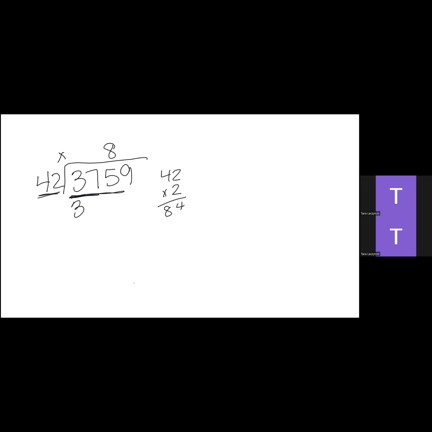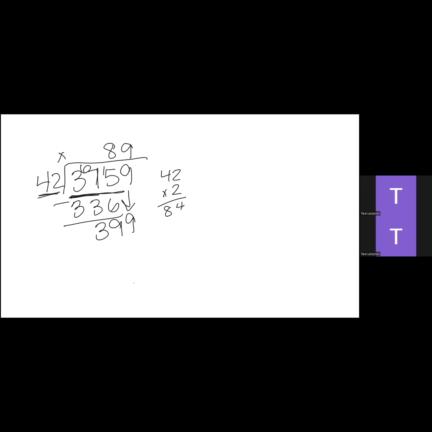That leaves us with 336. When I subtract, I am left with 39. 39 is smaller than 42, which means I'm on the right track. I'm going to bring down my 9. Does 42 go into 399? Yes, it goes in 9 times.